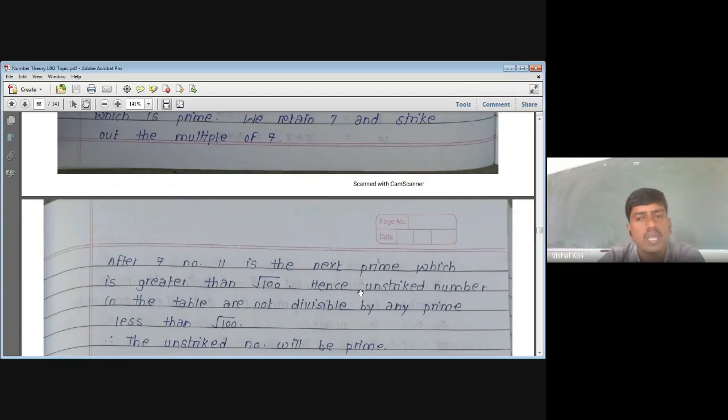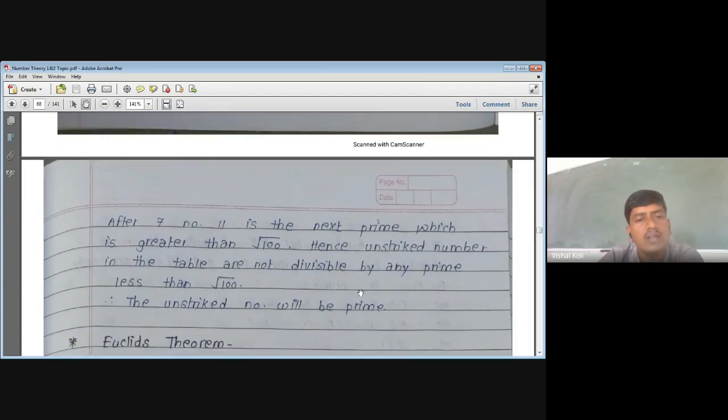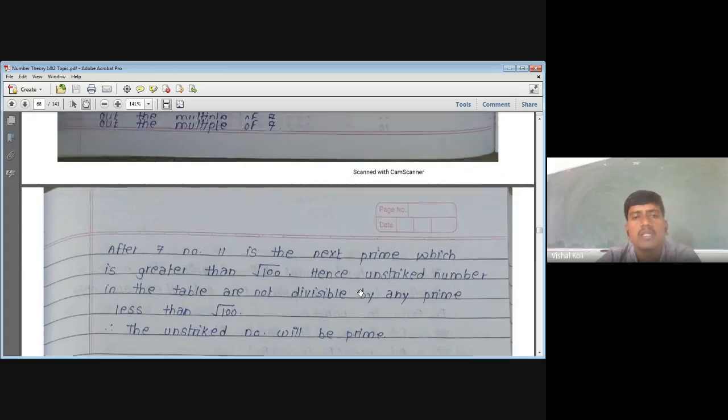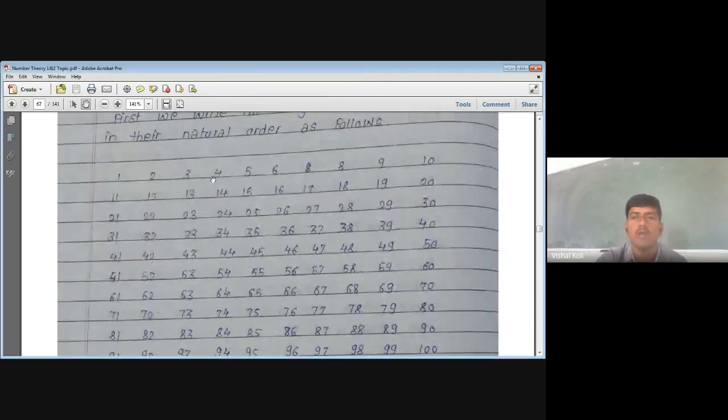Hence the unstriked numbers in the table are not divisible by any prime less than or equal to root 100. Therefore all the unstriked numbers will be prime numbers. That is, in this method we have to first write down all the integers from 1 to 100, as 1 is neither a prime nor a composite number. Therefore keep 1 as it is.